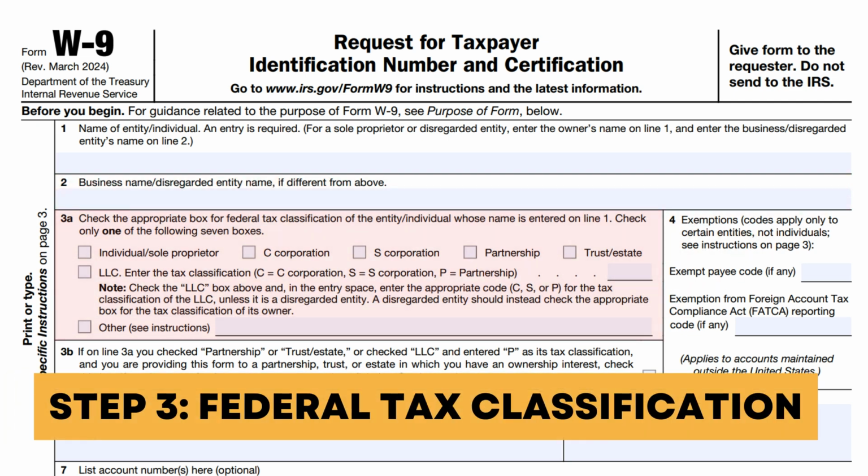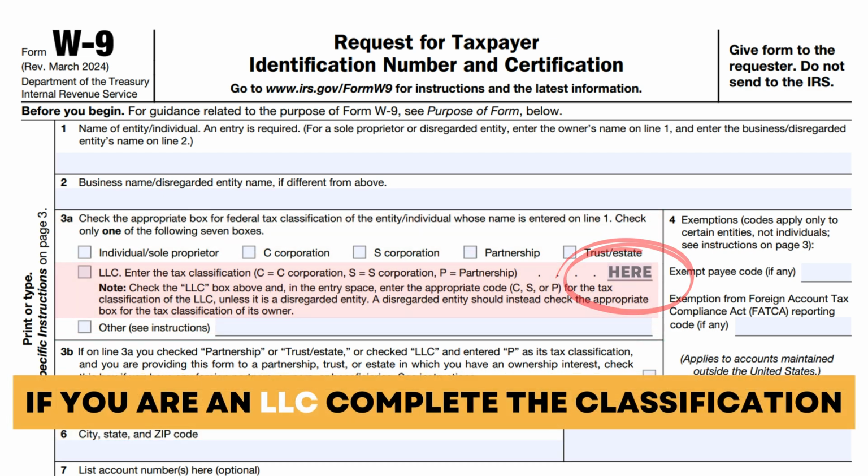Step 3. Federal tax classification. Choose the box that applies to you, like individual sole proprietor or LLC. If you're unsure, check with a tax professional. If you are an LLC, remember that you must select a classification, C, S, or P. If you don't select one, the W-9 will be incomplete.